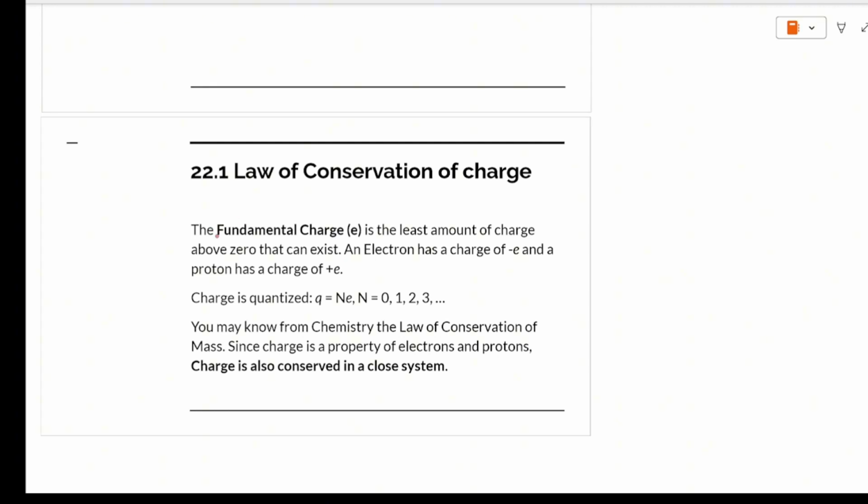And so the fundamental charge, e, is the least amount of charge that can exist besides zero. And it's equal to the charge on an electron or proton. They both have the same magnitude of charge but opposite signs. And so since you can't split an electron in half or a proton in half, this is the minimum amount of charge that can exist. And every greater amount of charge is an integer multiple of this fundamental charge.